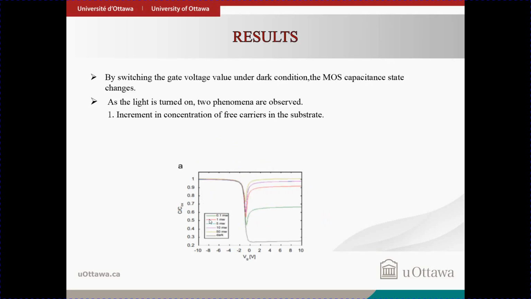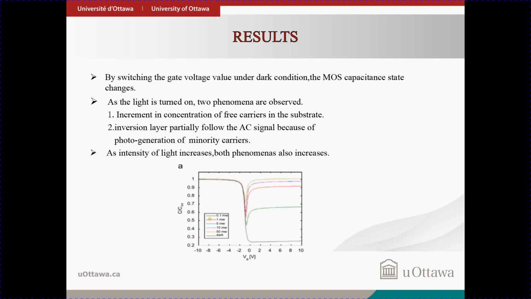One is an increment in the concentration of free carriers, and the second one is that the inversion layer partially follows the AC sinusoidal signal due to the generation of minority carriers. As the intensity of light increases, both phenomena also increase.